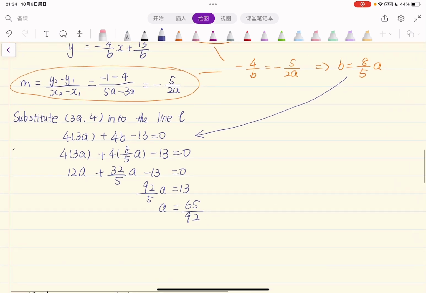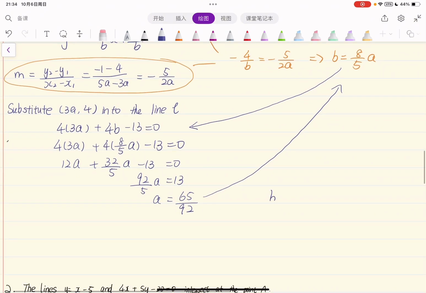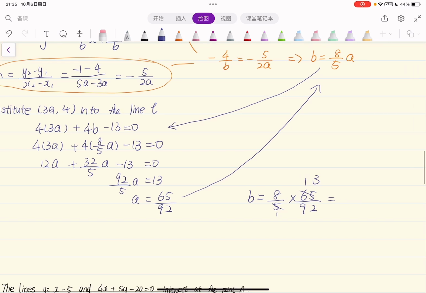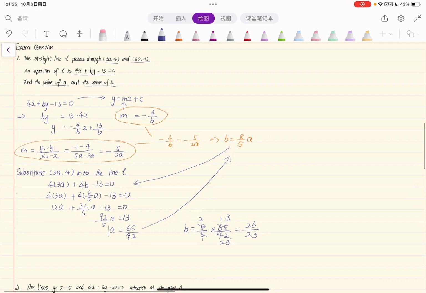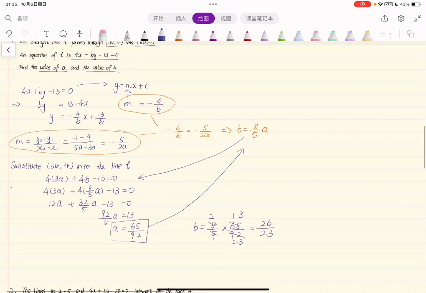Then we substitute the value of a into the expression of b. We have b equals 8 over 5 times 65 over 92. So we can cancel 5, that is 13. And we can cancel the 4, we left 2 times 4, that is 8, so that is 2. And 4 over here, that is 23. So we have 26 over 23. Thus we get the answer. The value of a is 65 over 92, and the value of b is 26 over 23.